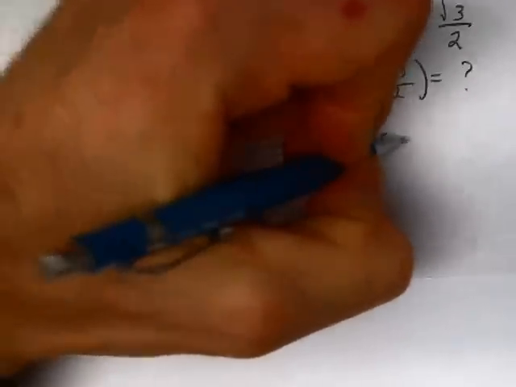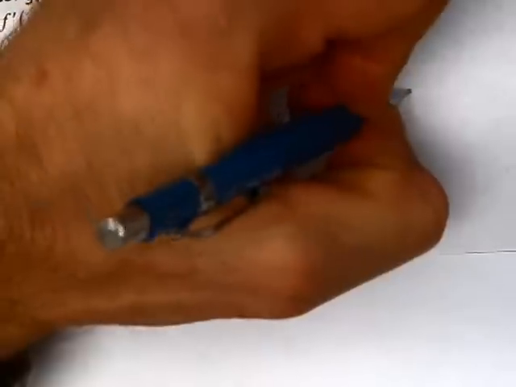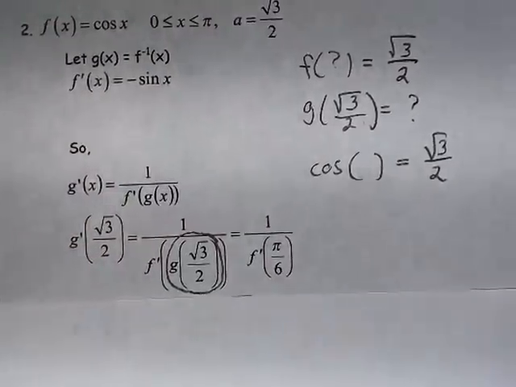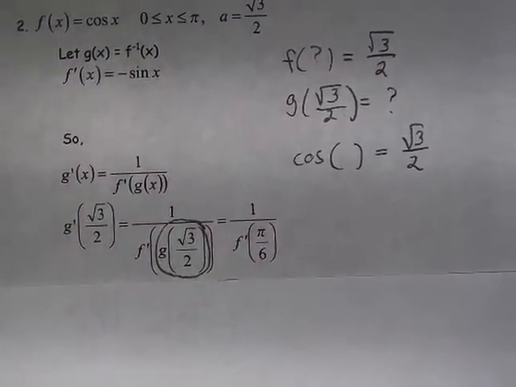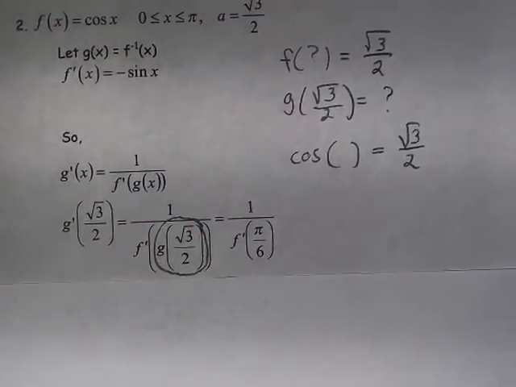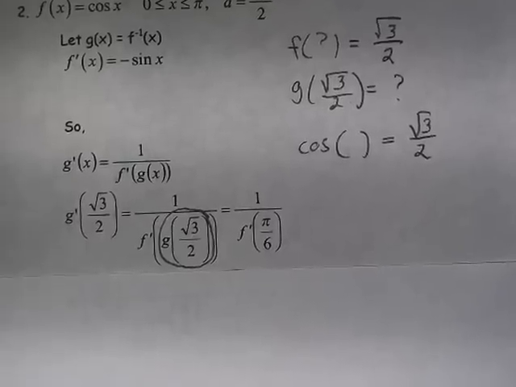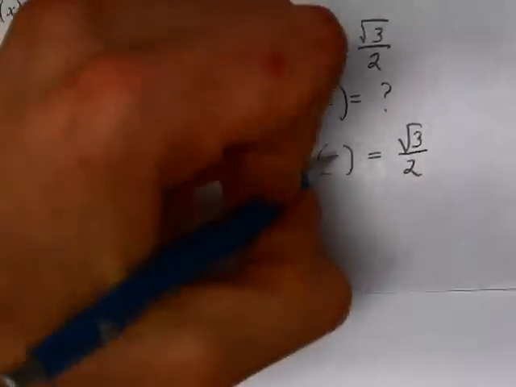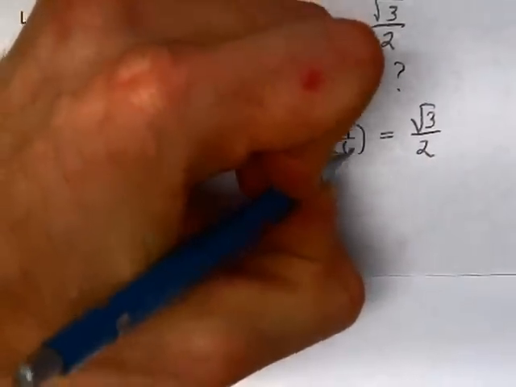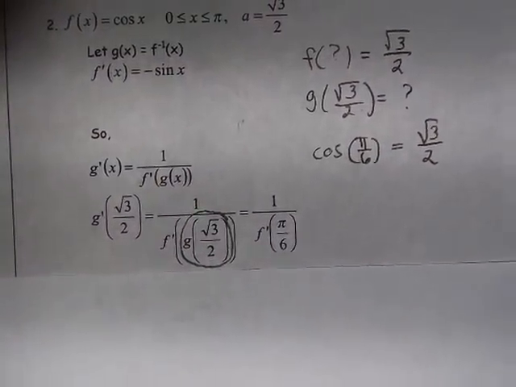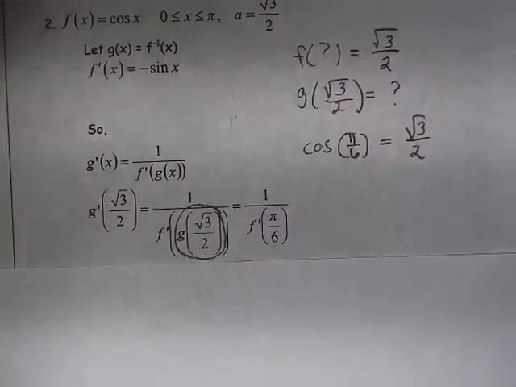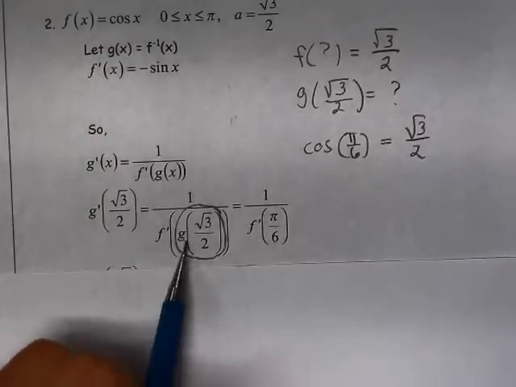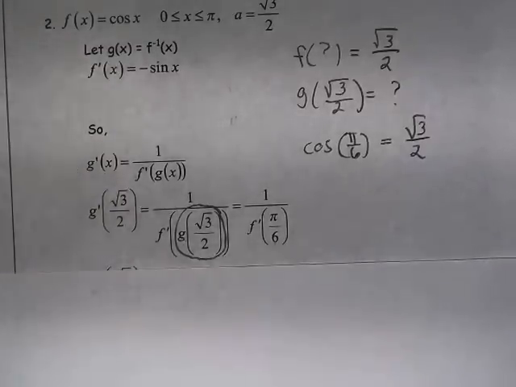We need to figure out cosine of what would give us root 3 over 2. So think about your unit circle. The cosine is the first coordinate of the points on that unit circle. So we know that cosine of pi over 6 would give us root 3 over 2. Therefore, g of root 3 over 2 is pi over 6.